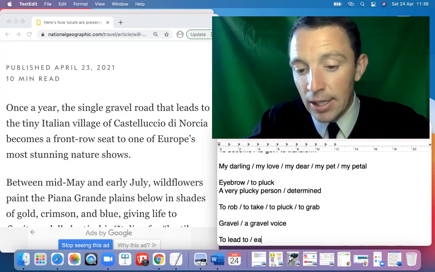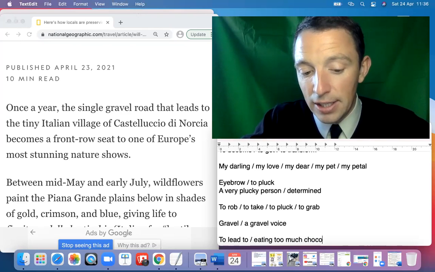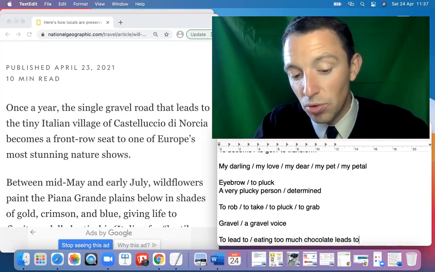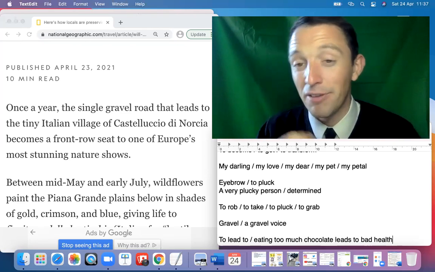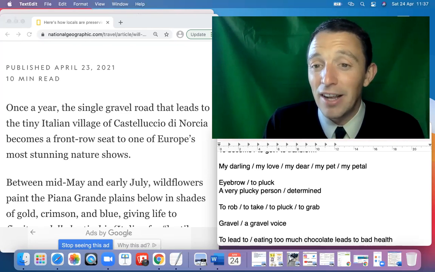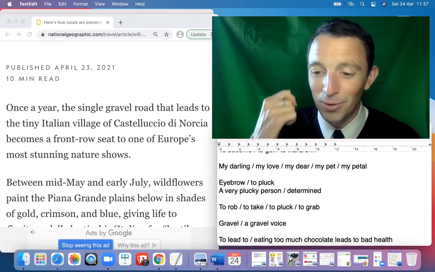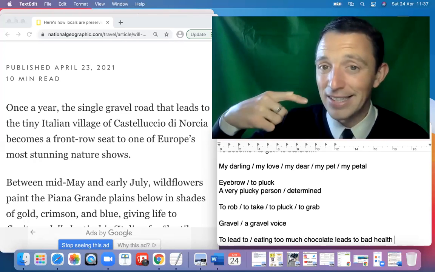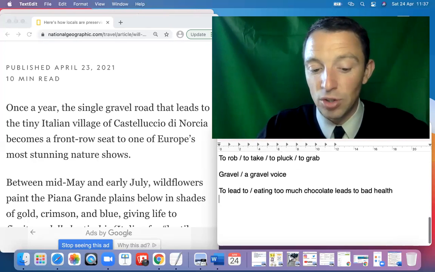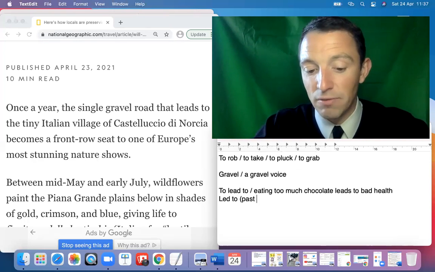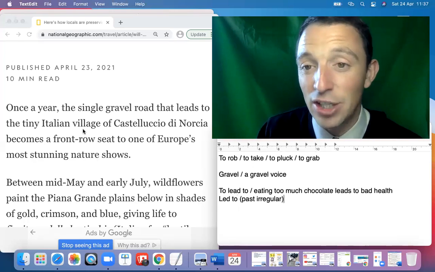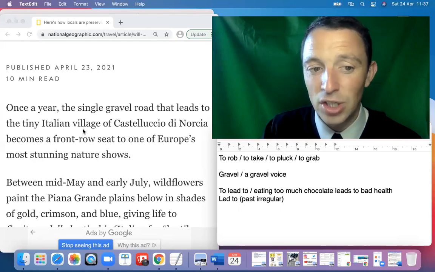Eating maybe too much chocolate leads to bad health, for example. But a very happy person, because when you eat a lot of chocolate, you're very happy. So it could lead to, it's like the consequence. Okay, so it's very important. And the past is irregular, led to. It's irregular in the past. So it's a very important word, and it's very typical. Okay, so here it's just literal with the road leads to.